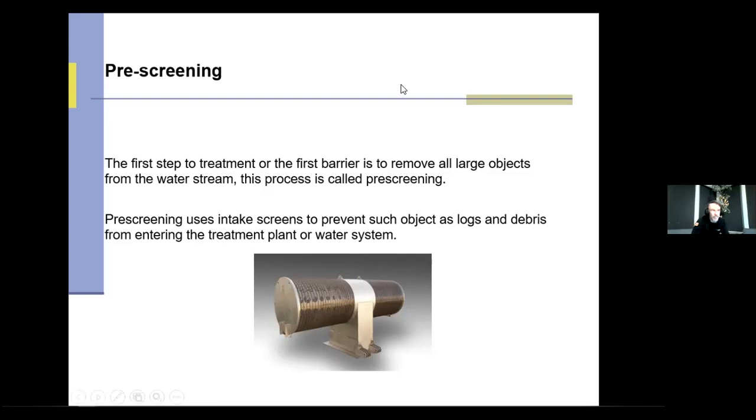What you see here in this picture is a typical screen that you're going to see. Usually it's very meshy, and if you look really closely, you can see these holes right here. So the fine screen keeps out the really fine material. We don't want this in our treatment facilities because then we have to deal with it afterwards. I'd rather get it out right away. And that's a typical screen. Sometimes these are called Johnson screens.